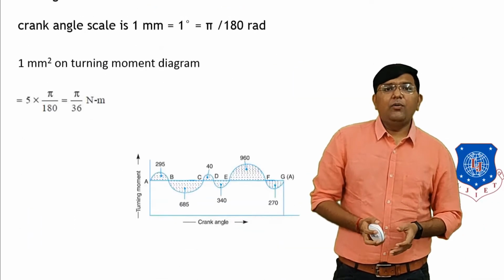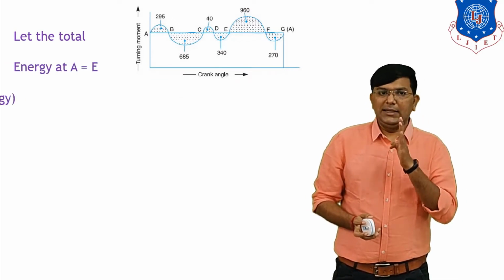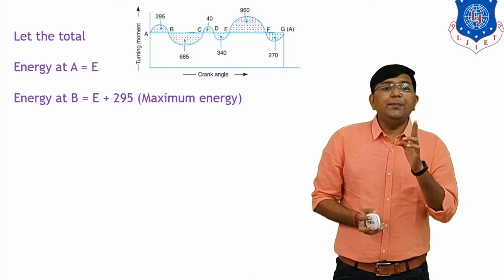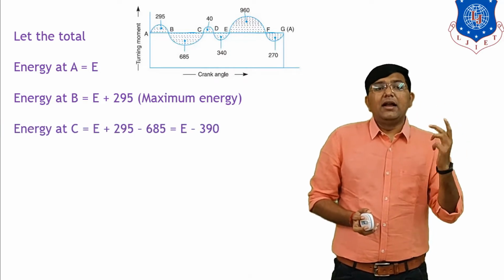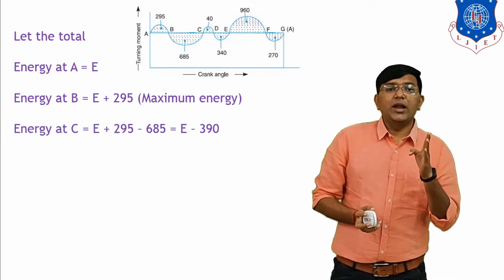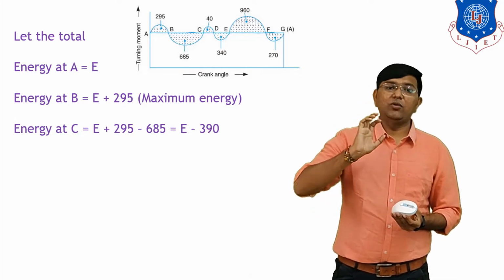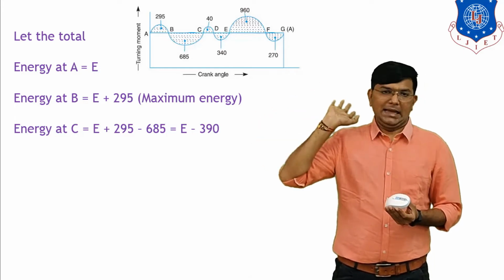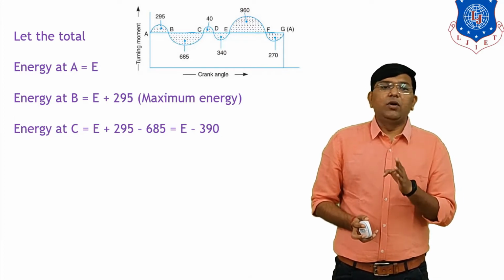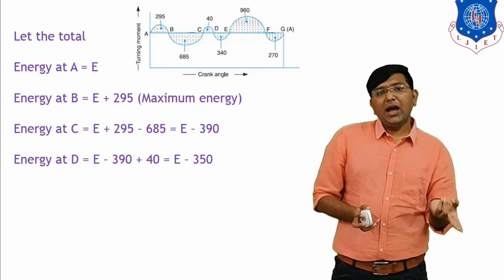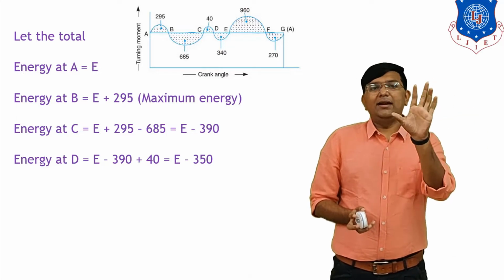Clear? Okay. Now we have to calculate energy at each point. Energy at point A is capital E. Energy at point B is E plus 295, because between A and B one positive loop is there. Clear? Now energy at point C is E plus 295 minus 685, because between B and C one negative loop is there, so we have to deliver some energy. So energy at point C is E plus 295 minus 685, which is equal to E minus 390. Now for energy at point D, again we have one positive loop, so we have to again add the energy.